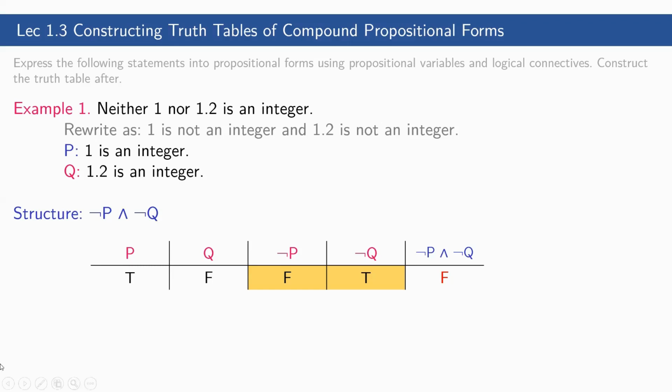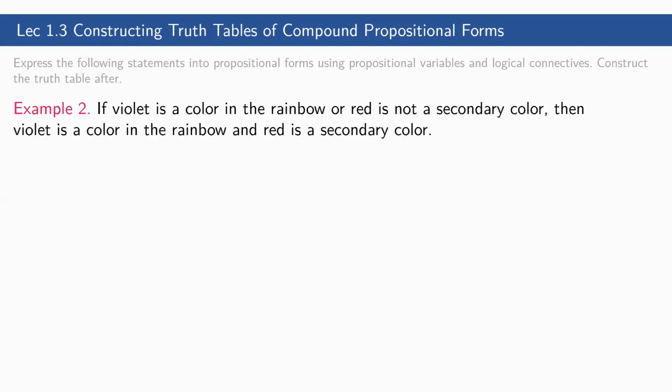So the first thing that you're going to do is to get the correct structure so that you can get the correct truth value. Next, if violet is a color in the rainbow or red is not a secondary color, then violet is a color in the rainbow and red is a secondary color. Take note that this sentence is a little bit redundant in some ways, but let's see how we will transform this into propositional form.